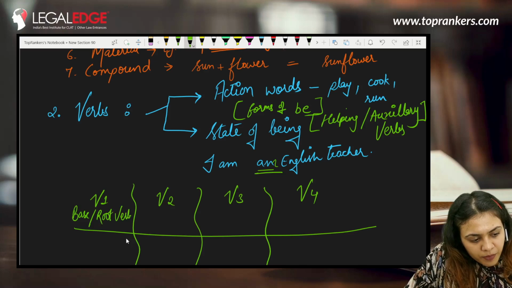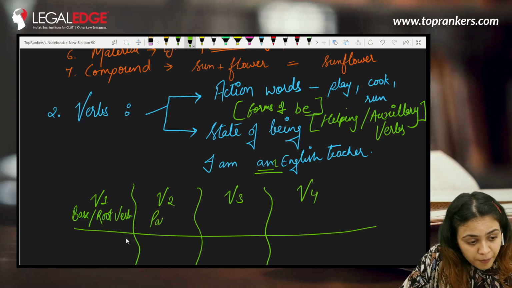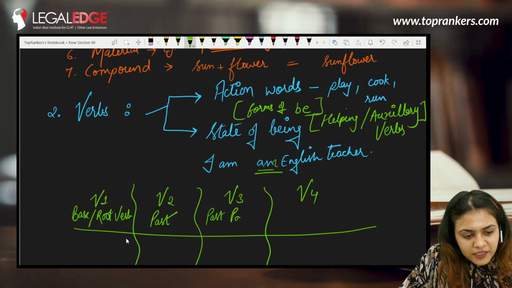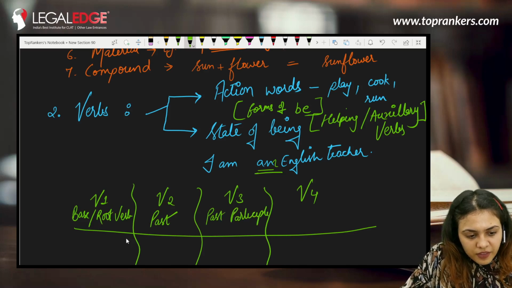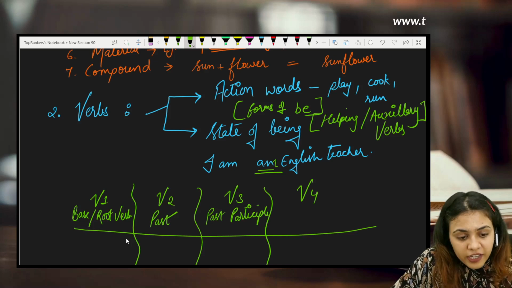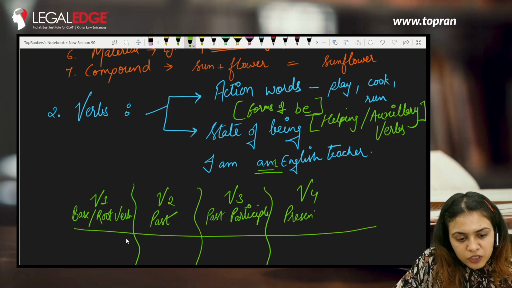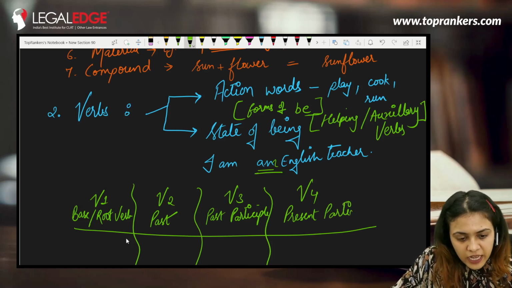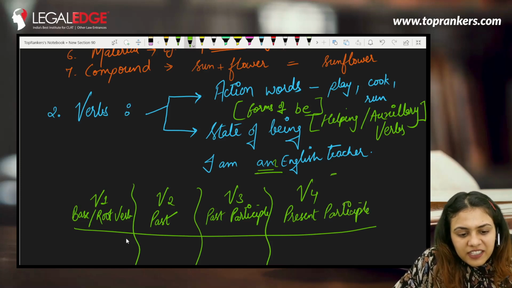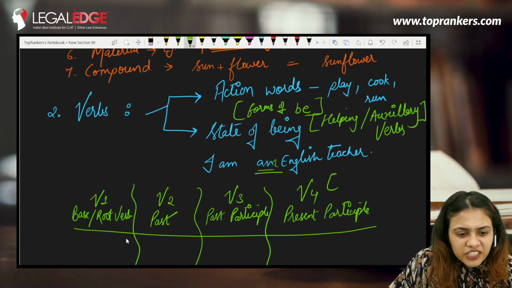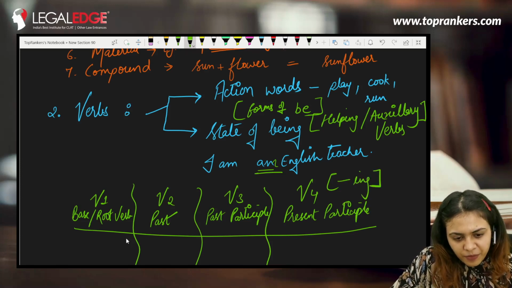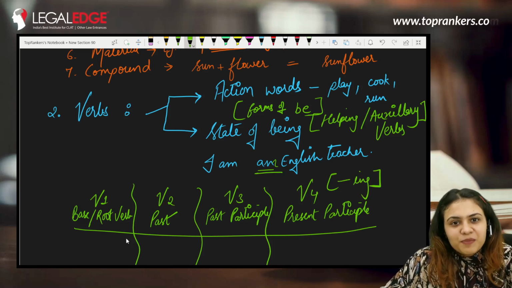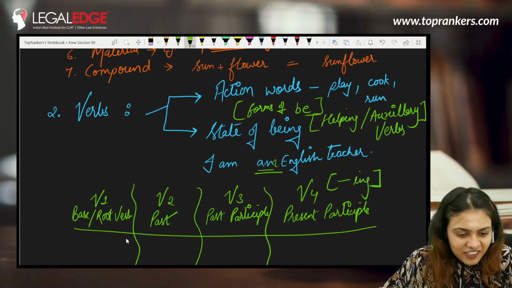Base or root verb. V2, past. V3, past participle. V4 is present participle, also commonly known as ing form, the easiest one again. There's nothing that you need to remember when it comes to ing, I feel, right? We are all pretty skilled when it comes to present continuous tense, past continuous tense, future continuous tense, right?